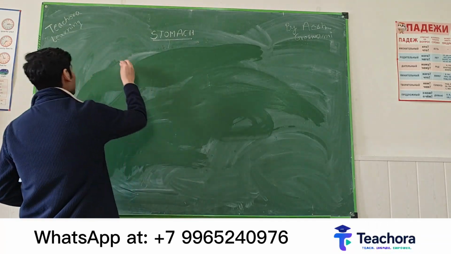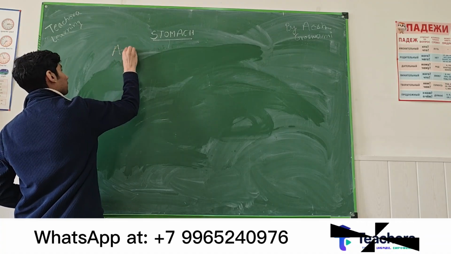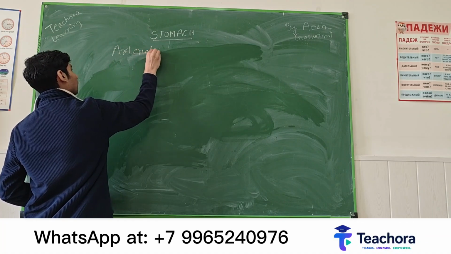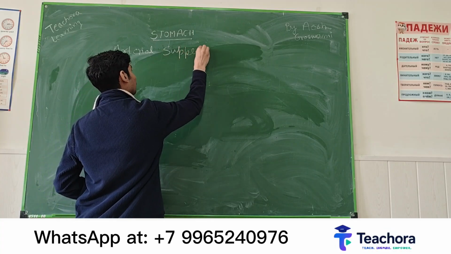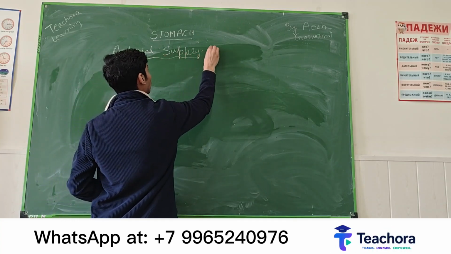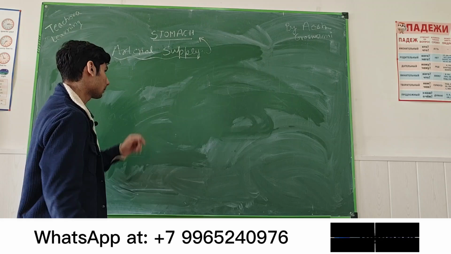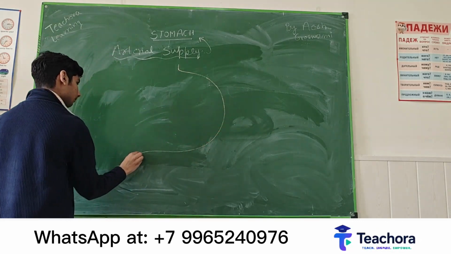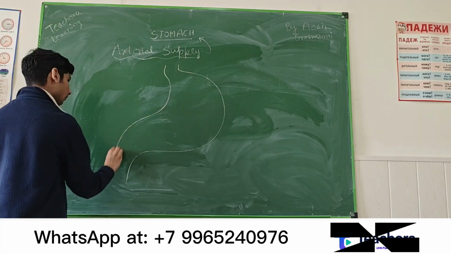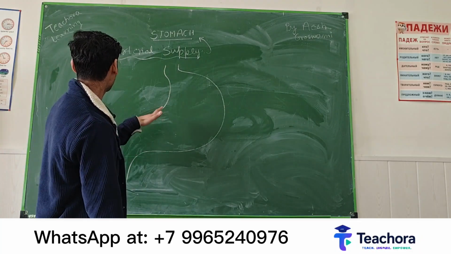Okay guys, now I will do the arterial supply. Now arterial supply of what? Stomach. So let's make first again stomach. This is stomach. And what is arterial supply?